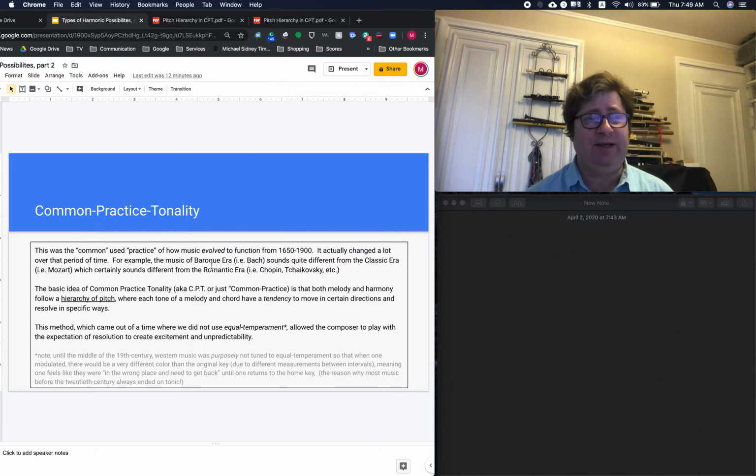The basic idea of common practice tonality, also known as CPT, or sometimes people just say common practice, is that both melody and harmony follow a hierarchy of pitch, where each tone of a melody and chord has the tendency to move in a certain direction and resolve in certain ways. This method, which came out of a time where we did not use equal temperament, that's very important, allowed the composer to play with the expectation of resolution to create excitement and unpredictability.